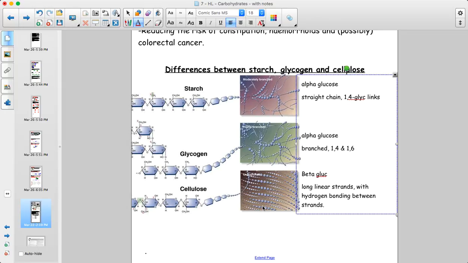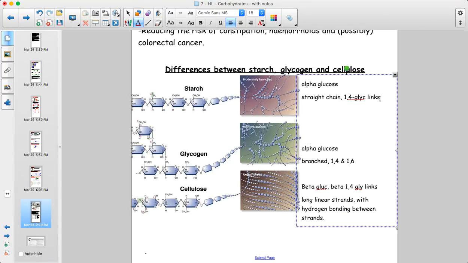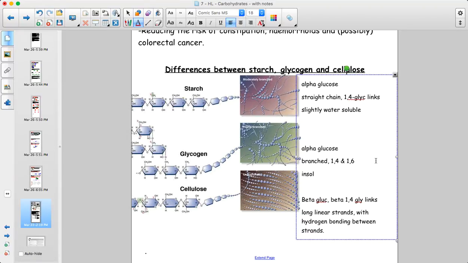We can't digest the cellulose. We lack the enzyme for it. We lack cellulase, but amylase can break down the content of starch, and our bodies contain enzymes that can break off glucose units from the glycogen. So differences have to do with how straight the chains are and the types of links that they have. So these are beta 1,4 glycosidic links. And then some of their properties, like starch being slightly water soluble, glycogen being insoluble, and cellulose being highly insoluble and very tough.